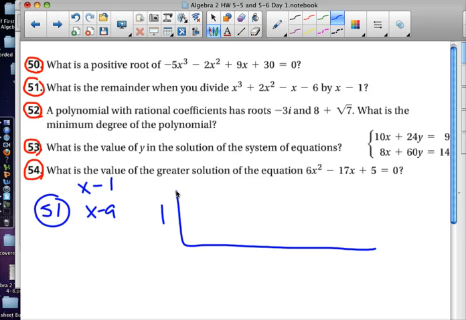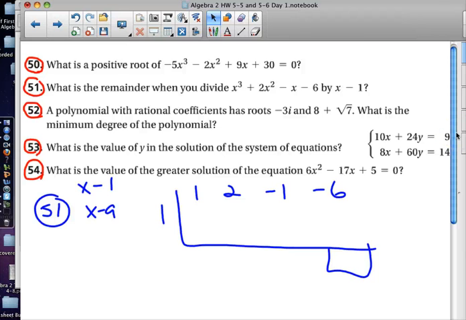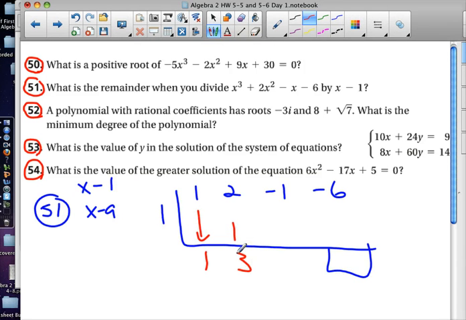I check to make sure that it's in standard form, and then I put my coefficients down. And remember that the remainder is going to be whatever is in that last slot down there, that last position. So what I need to do is bring down my leading coefficient of 1. Now I'm outside the box and I'm going to multiply. Inside the box, add. Outside the box, multiply. Inside the box, add. Outside the box, multiply. Inside the box, add. And so our remainder is going to be -4 for number 51.